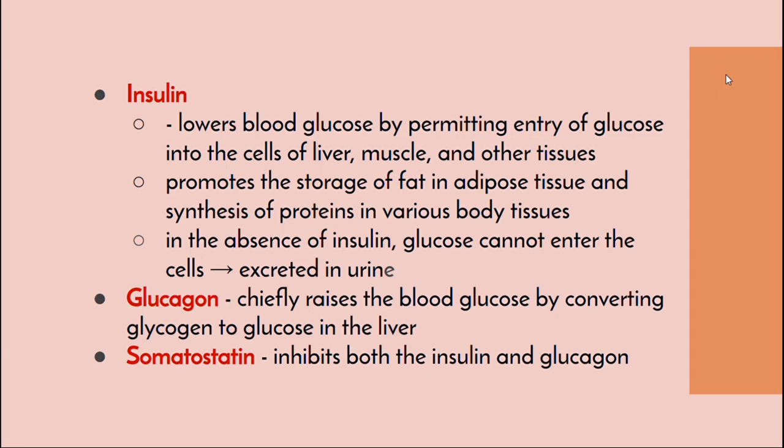The effect of glucagon is chiefly to raise the blood glucose by converting glycogen to glucose in the liver. Glucagon is secreted by the pancreas in response to a decrease in the level of blood glucose. Somatostatin is released by the delta cells in the pancreas, and it inhibits both insulin and glucagon. Now we're going to trace how these hormones affect blood glucose levels in the body.